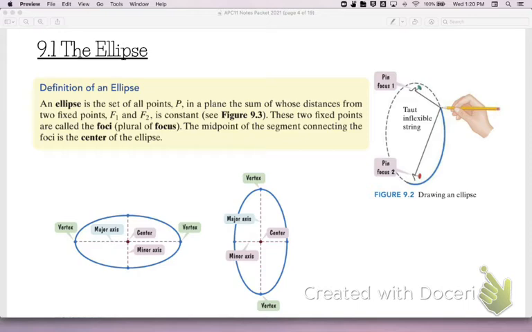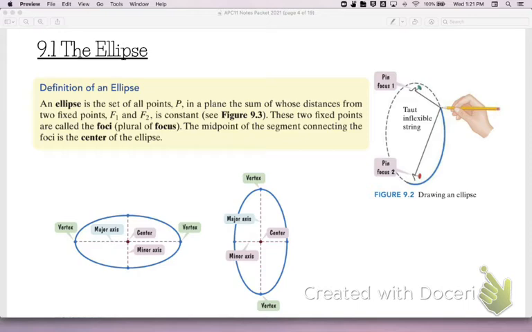Okay, and so an ellipse is the set of all points P in a plane, the sum of whose distances from two fixed points, F1 and F2, is constant. These fixed points, which would be the pins on the diagram, are called the foci, or foci, depending on who you ask, and that is the plural of focus. We don't say focuses, it's foci or foci. And then the midpoint of the segment connecting the foci is the center of the ellipse.